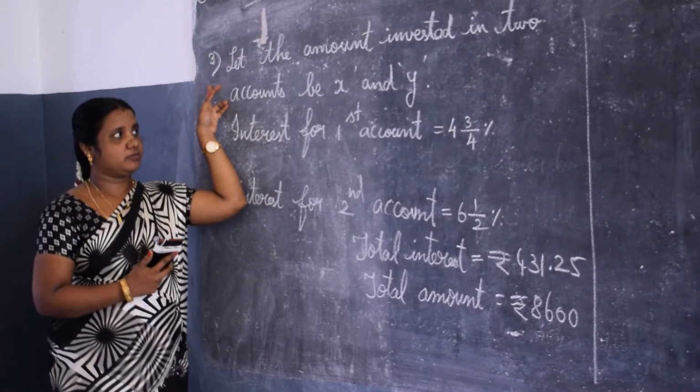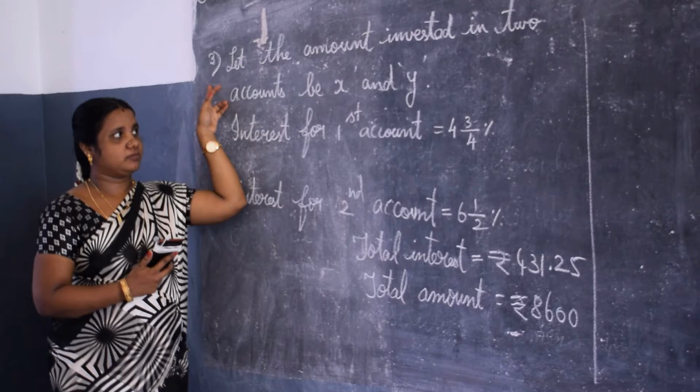In the question itself, they have given everything. I didn't write the question, you have to see your book. Our total amount invested is rupees 8,600. Interest for the first account is 4 3/4%. Interest for the second account is 6 1/2%. You have to find the amount invested in each account. That is, two accounts, how much they have invested separately.